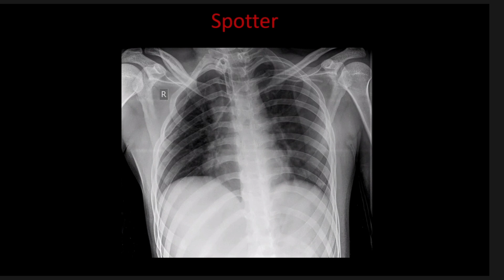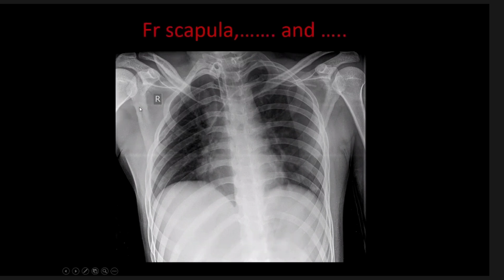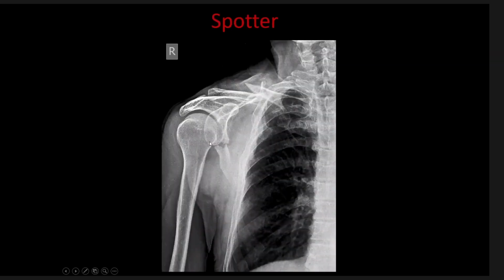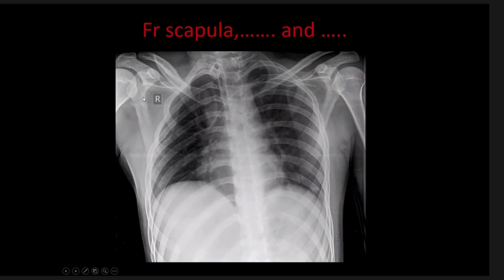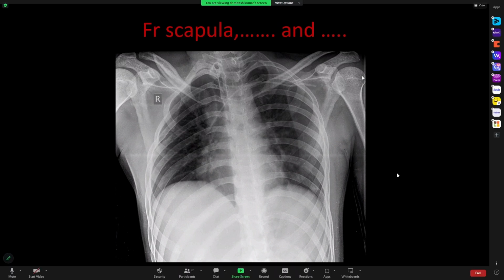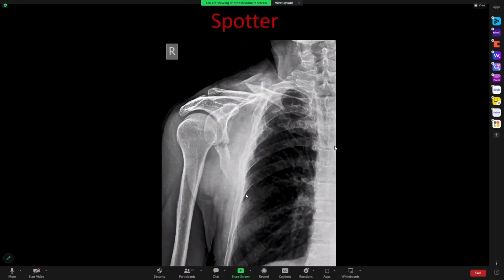Yes, few candidates have picked up well. Right fracture of the scapula, clavicle and ribs. Posterior parts of the first, second, third, fourth and fifth rib. So I repeat again, fracture of the scapula, clavicle and posterior part of the right fourth and fifth rib. Left posterior, no, you cannot say on this. Another X-ray.